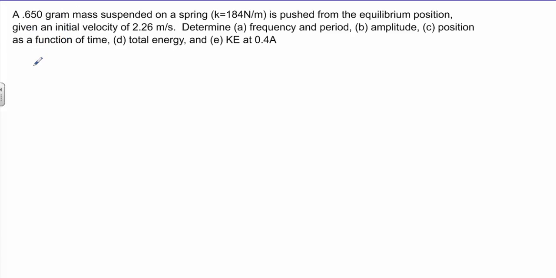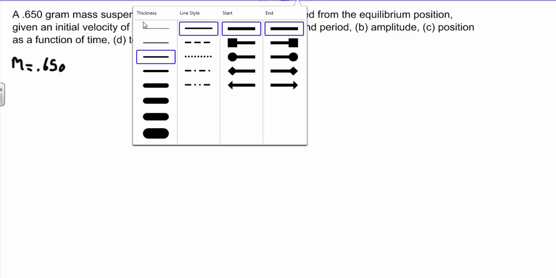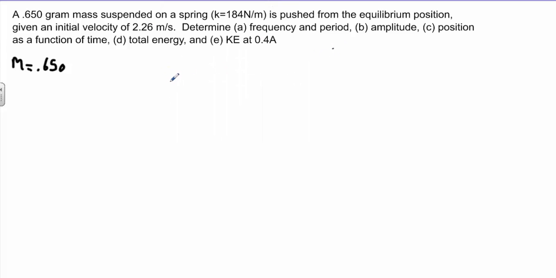A 0.650 gram mass, I'm going to record that, m equals 0.650. I'm going to change my pen. Alright. Is suspended on a spring, k equals 184 newtons per meter, is pushed from the equilibrium position given an initial velocity of 2.26 meters per second. Now let's think about that for a minute.